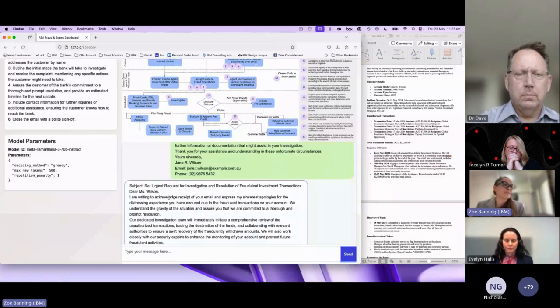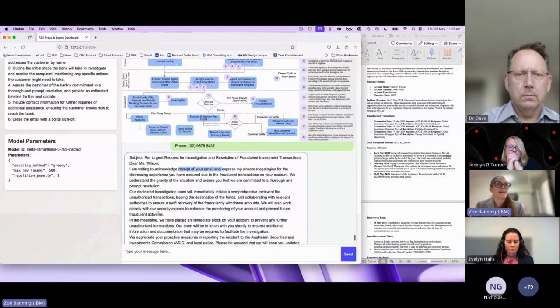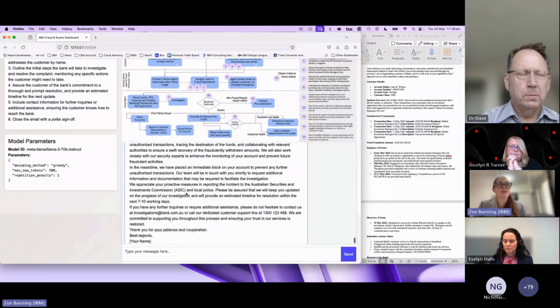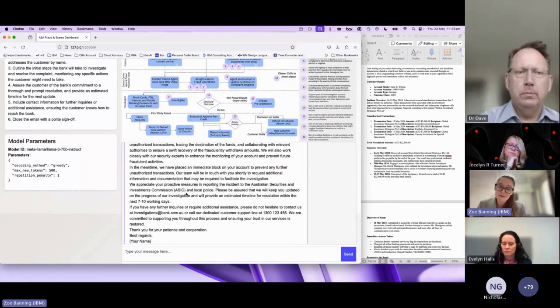So we've got the email response here, and it's pulled out the name of the client. It's acknowledging that there's a receipt of the email, that the complaint is being investigated, and what the bank is going to do as a next step. So in conclusion, integrating GenAI into the customer journey not only expedites the resolution process, but it also enhances the customer's trust and satisfaction by ensuring that their concerns are addressed promptly.